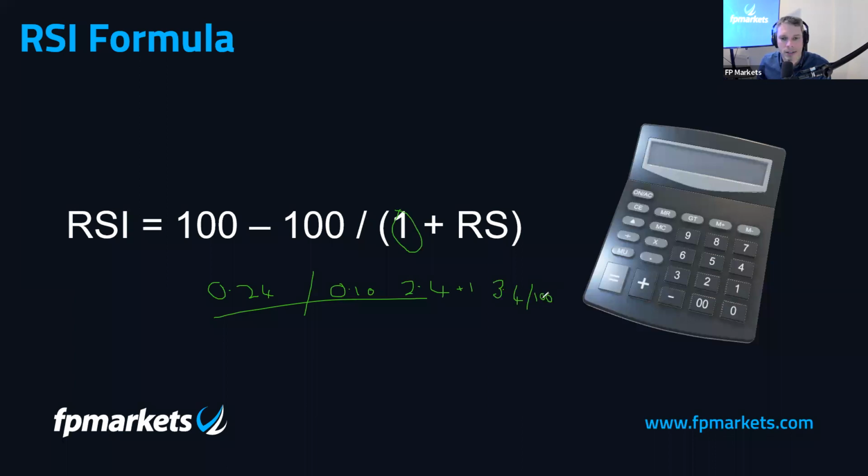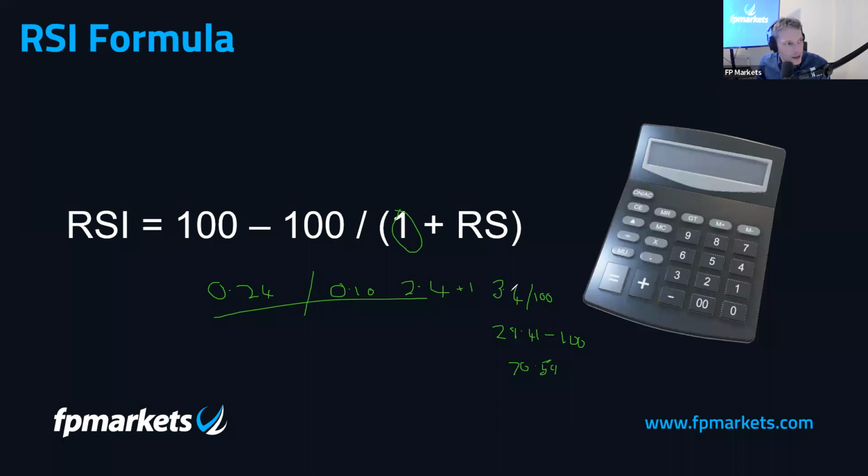And following this, we simply divide 100 by this, to give approximately 29.41. And then what we do is we take this from 100. So 100 minus 29.41 gives us an RSI value of around 70.59.